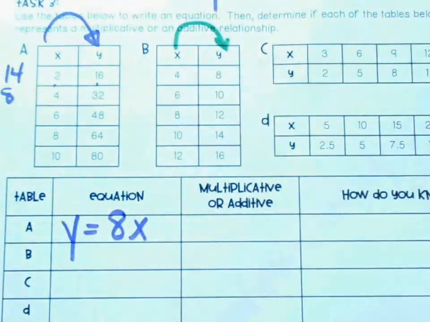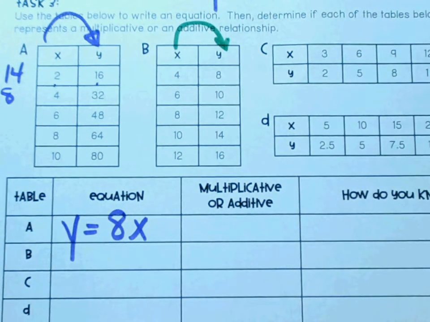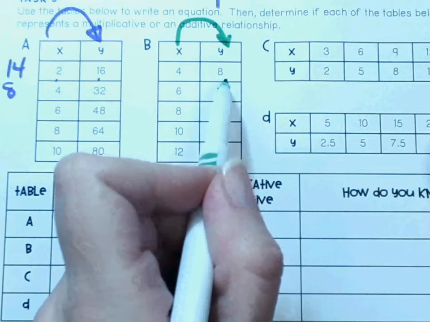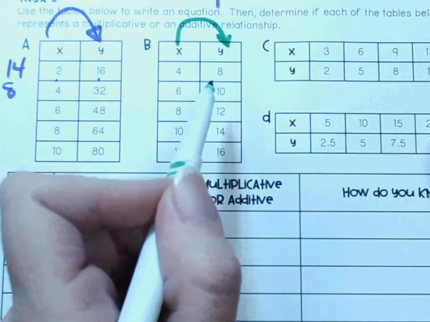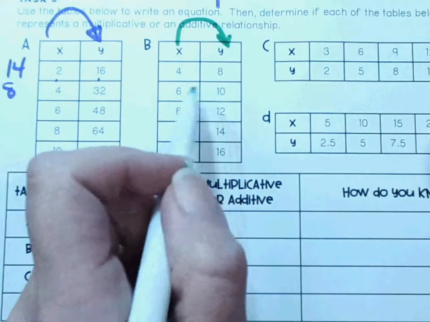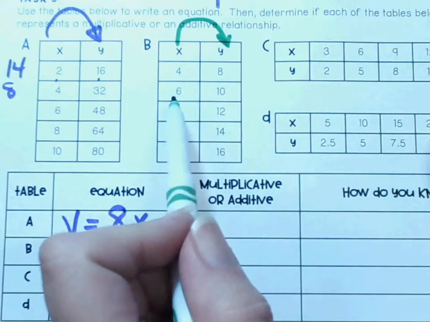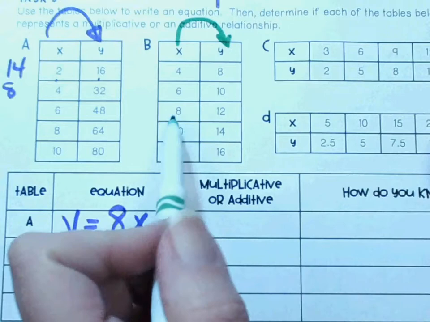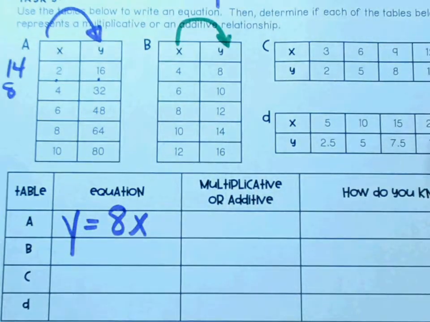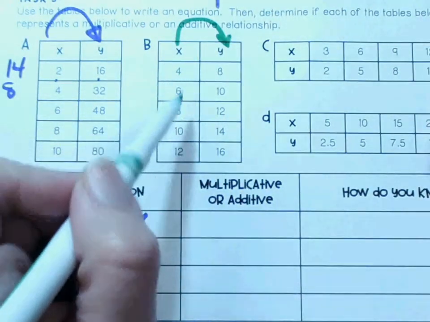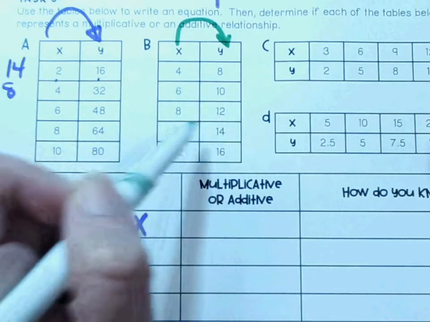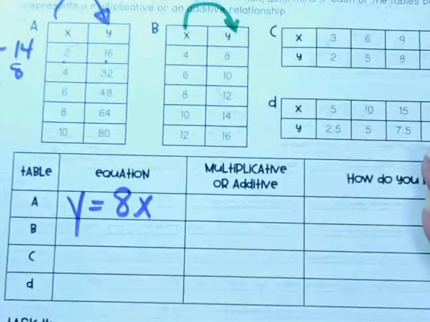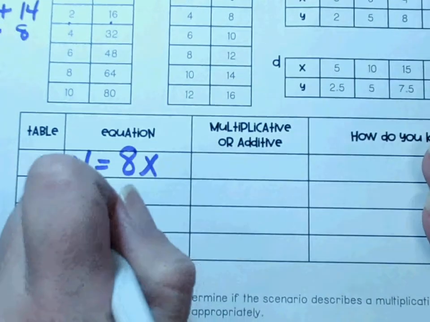Okay? Let's try B. Remember, we're looking at the relationship between x and y. So how do I get from 4 to 8? Carly? I add 4. Is that true here? 6 plus 4 is 10? Yes. And check one more. 8 plus 4 is 12. Yes. I've actually seen it work on 2 different ones, and then the third one told me, ooh, something's off. So that's important. So in this case, we're going to add 4.